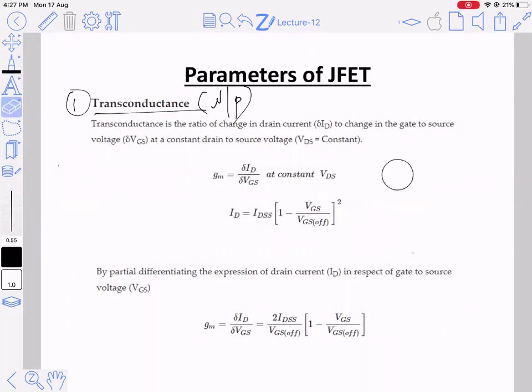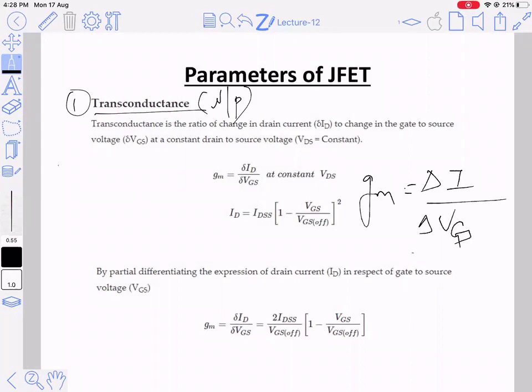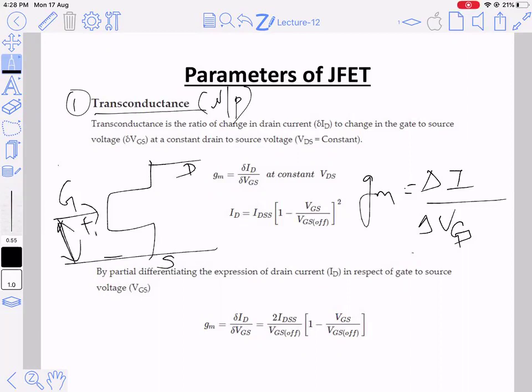Input transconductance means the ratio of change in input current divided by change in input voltage. Now what is that change in input voltage? VGS. For JFET, this is gate, source, drain. This is the input part. What is the input current? We know that there is no gate current, so we only talk about one current, IDS, that is nothing but your ID or IDS.